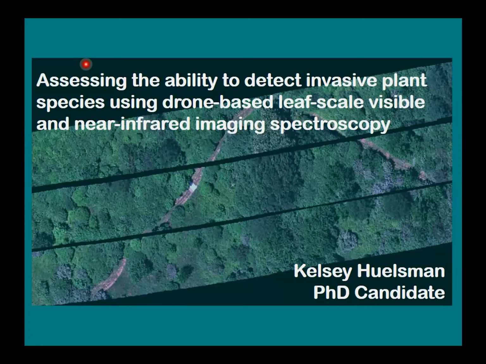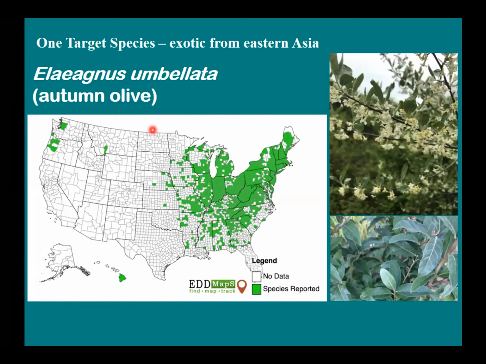Virginia, and switch to some drone technology that we're utilizing. The title of this study is Assessing the ability to detect invasive plant species using drone-based leaf scale, visible, and near-infrared imaging spectroscopy. This project is largely being done by a PhD student of mine. Her name is Kelsey Hulsman. And one of the targets, so she's looking at a variety of invasive species, but we're going to focus on one for this particular case study.